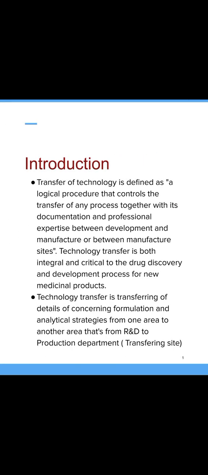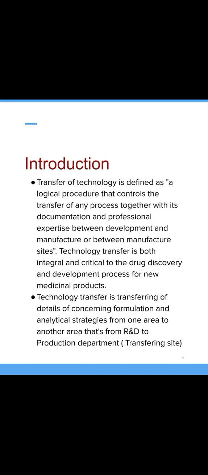Hello everyone. Today I am talking about technology transfer. It is also called tech transfer and transfer of technology. It is a process in which the process or formulation or any strategies are forwarded from one unit to another unit, that is, from the sending unit to the receiving unit.